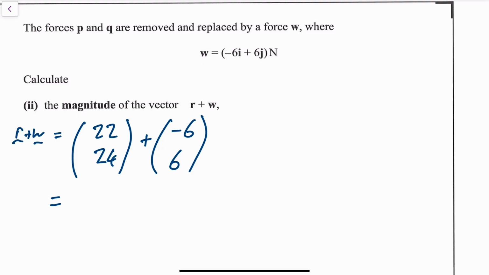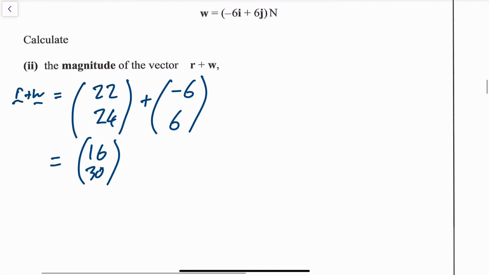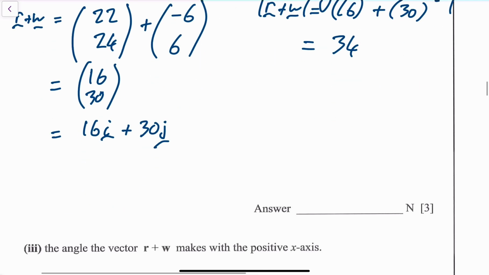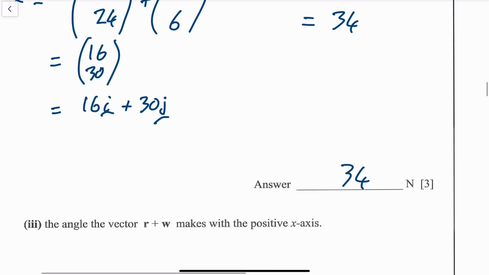When we add those, my R was a 22, 24. My W is a minus 6, 6. Add those, you're just going to get 16, 30. I will write that then just as 16I plus 30J. And to get the magnitude, that's just the size of it. You're just going to square the 16. I just put those in a bracket. I always put them in a bracket in case one comes negative. Don't want to mess that up. And if you do that, you get 34. So it's just going to be 34 newtons.